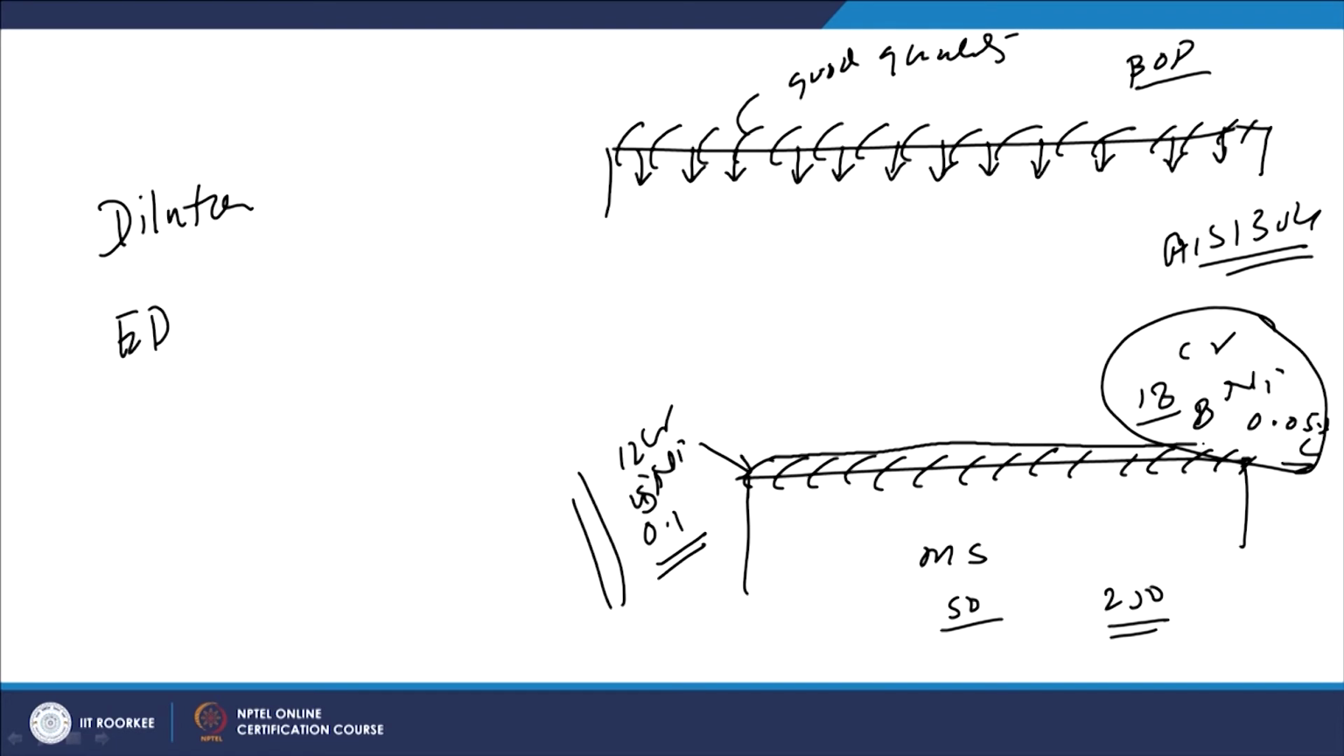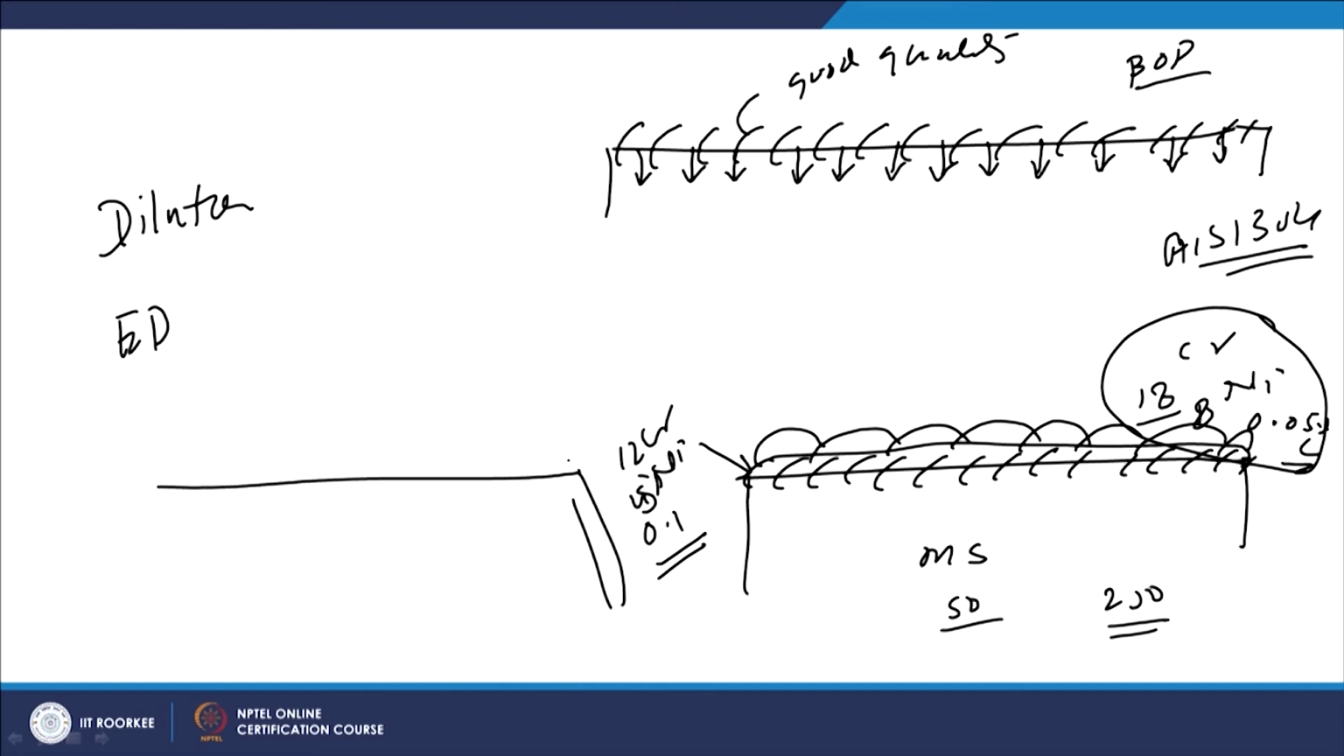So, this is the story for the first layer. If we apply the second layer, then of course the extent of dilution, or the kind of change in composition of the bead-on-plate material which is being applied, will be less. So, the extent of dilution will keep on reducing as the number of layers applied increases.